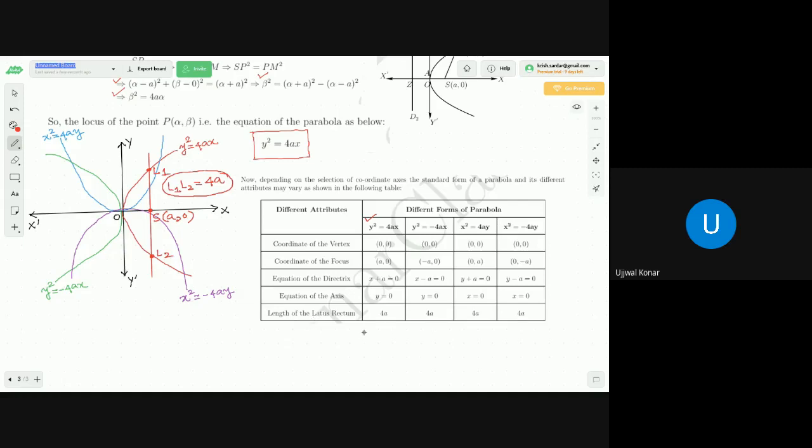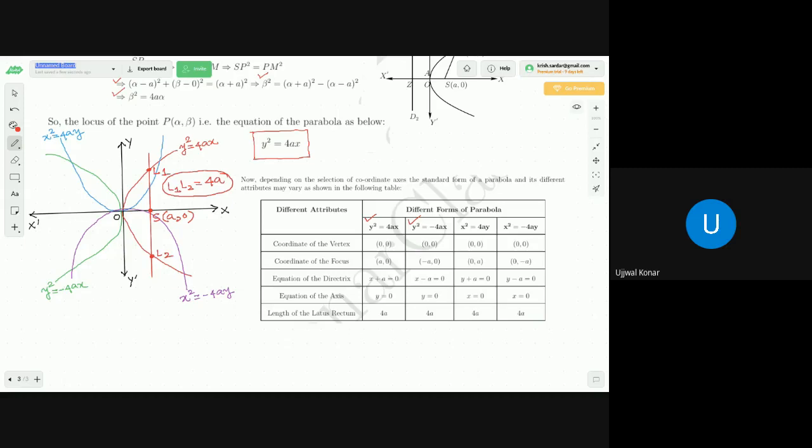Correct, dear students? So now the different forms of the parabola. If y square equal to 4x, these are the different attributes. Now you take y square equal to minus 4ax. Dear students, that means which is the adjoining diagram? It is the green color. Correct? What is the coordinate of the vertex? 0, 0.